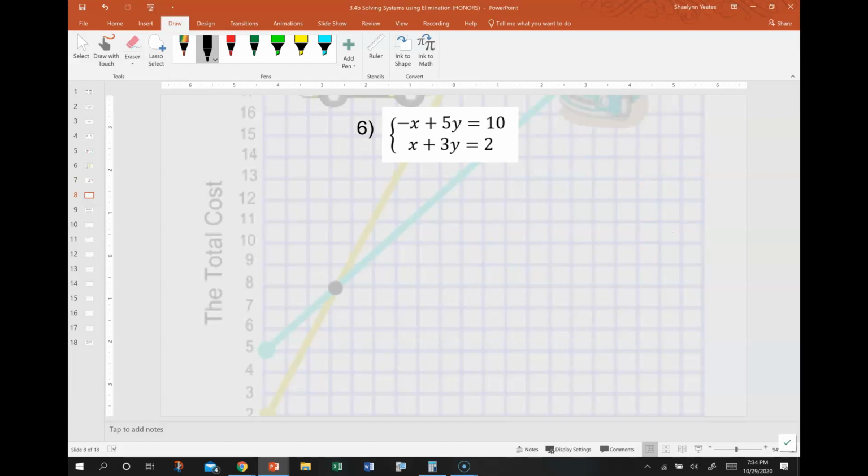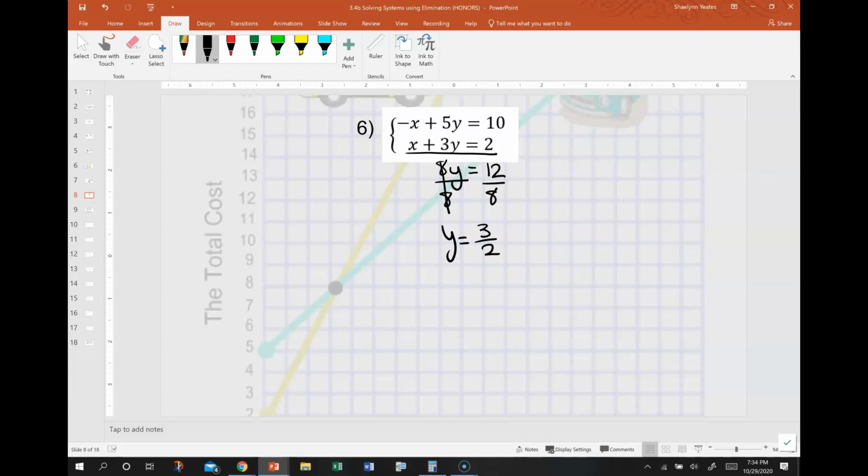All right, let's try this problem out. So when we add these two together, I've got negative x plus x, that goes to 0. I've got 5y plus 3y, so it's 8y. And 10 plus 2 is 12. So I divide both sides by 8, and I don't get a pretty number this time. I get y equals 3 halves, or 1.5 if you want to write it as a decimal.